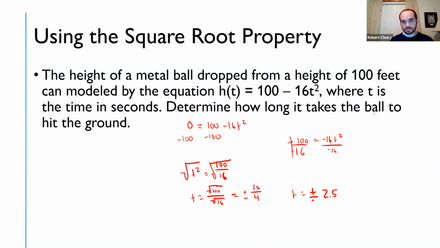However, let's go back to our actual problem. We're talking about the height of a metal ball being dropped from a height of 100 feet. We're trying to figure out how long it takes to hit the ground. You can't have it take negative time, right? It doesn't work that way. We can only have positive. So our answer in this case is t equals 2.5 seconds.